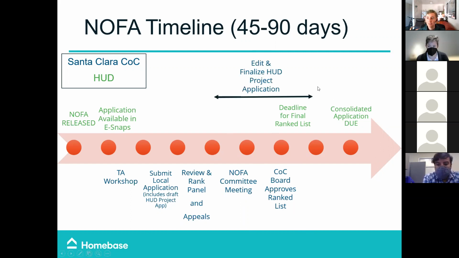All through this process, Homebase will support applicants to edit and finalize their actual HUD request for funding, right? Which is something that is sent to HUD. So we want to make sure that it's all accurate and eligible. And we're there to support you with that process.